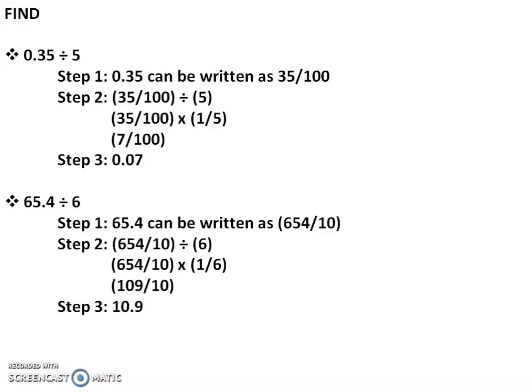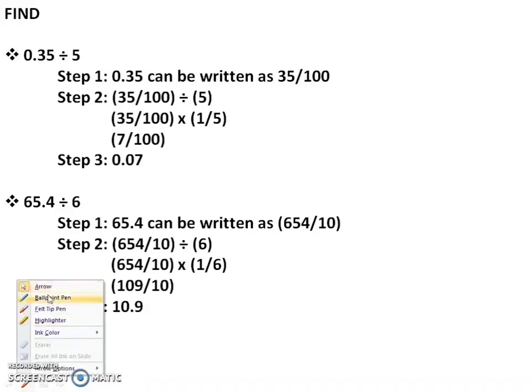0.35 divided by 5. Step 1. 0.35 can be written as 35 by 100, isn't it? Because in 0.35 there are 2 decimal places, so the denominator will be 100. Now 35 by 100 divided by 5. Fractional division: the first number as such multiplied by the reciprocal of the second number. So what will you write? 35 by 100 into 1 by 5.